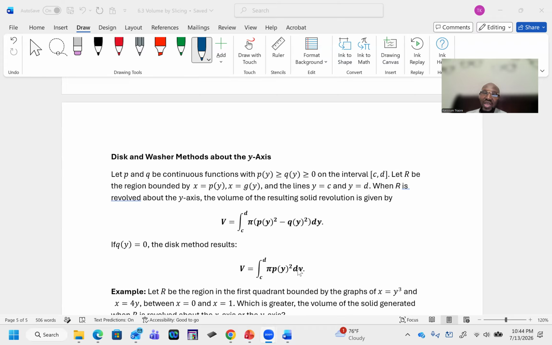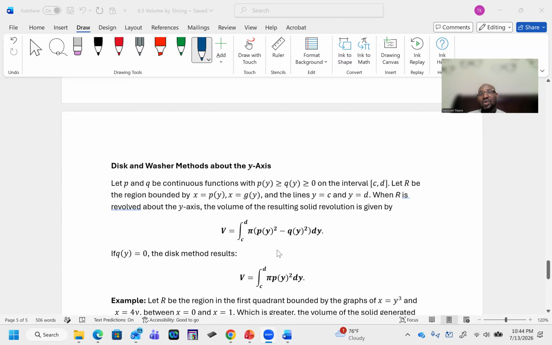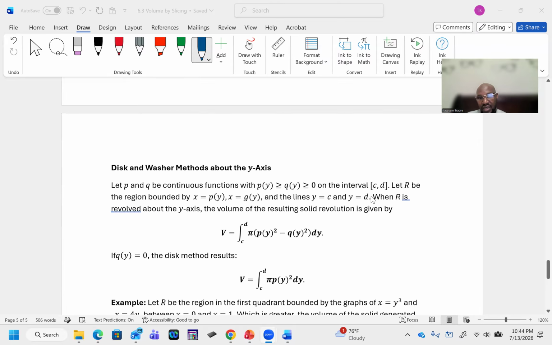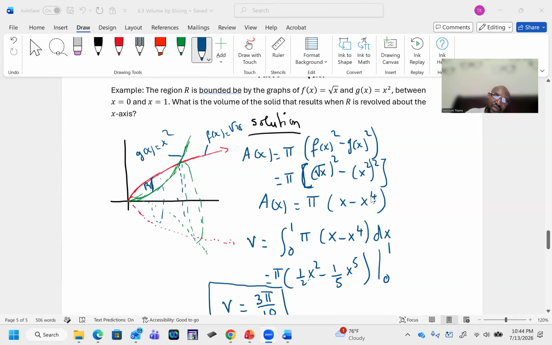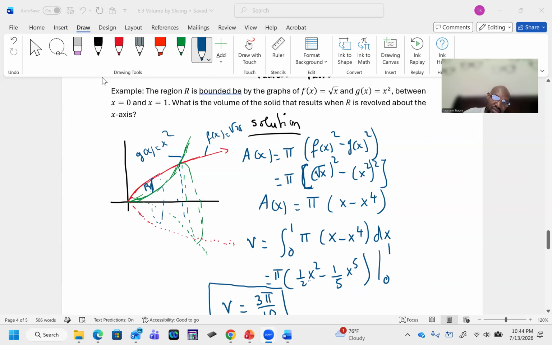So you need to know the difference between the disk method and the washer method. If q(y) is equal to 0, you use the disk method. But if q(y) is not 0, then you have to use the washer method. Okay? Any question? So you need to know all the time the interval. Like for this case, it's from 0 to 1, right? That's what we have, 0 to 1.